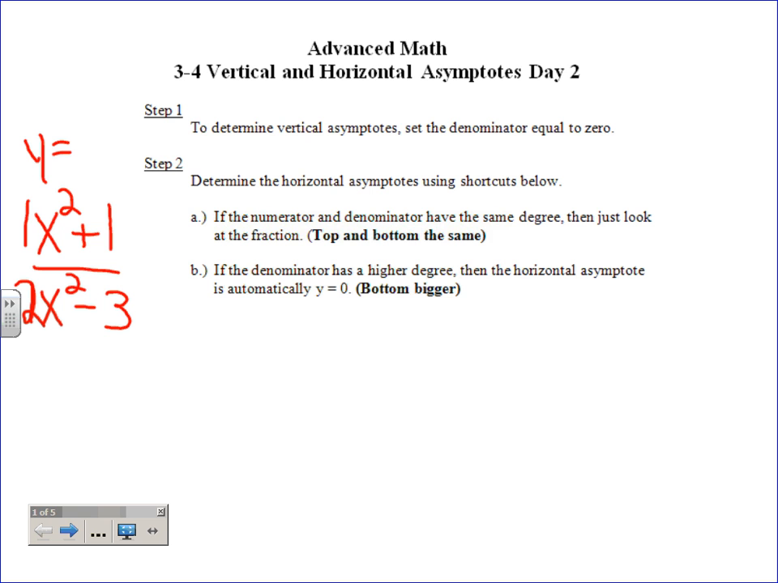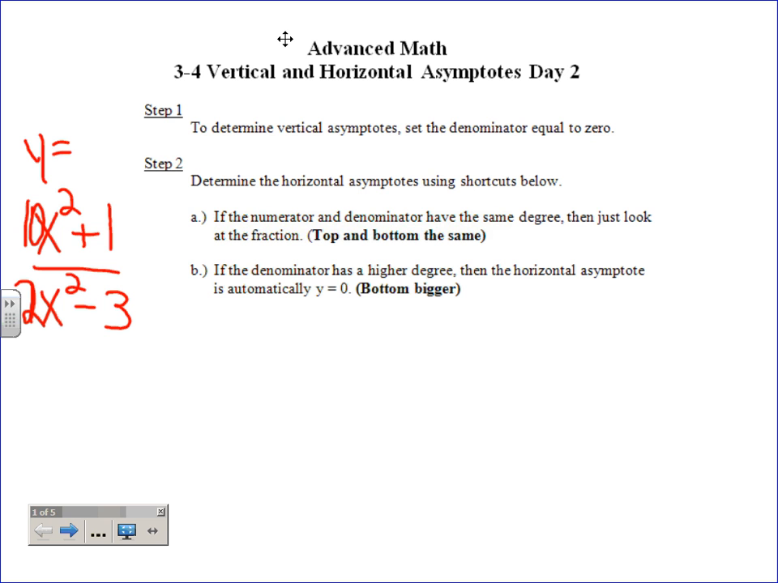What if I put something really strange and put a 10 up here? Has that changed the problem a little bit? Yeah. Are the degrees still the same, though? They are. And now it's y equals 5. Does that change where that horizontal line is? Changing those numbers? It does, doesn't it? Y equals 5 is way up here. Y equals 1/2 down here. Y equals 0 way down. All right? So that's if the degrees are the same.